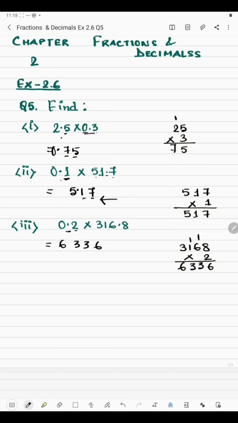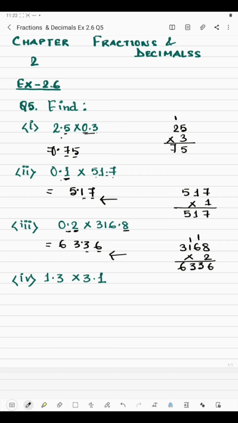Now see, here after the decimal 1 digit and here after the decimal 1 digit. So in the answer we will have to put the decimal in such a way that after the decimal will be 2 digits. So if you come from the right side, then 1, 2 will leave 2 digits and then we will have to put the decimal. So the answer of the third part will be 63.36.